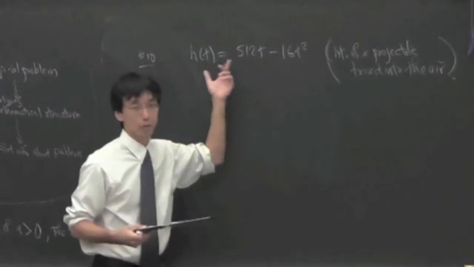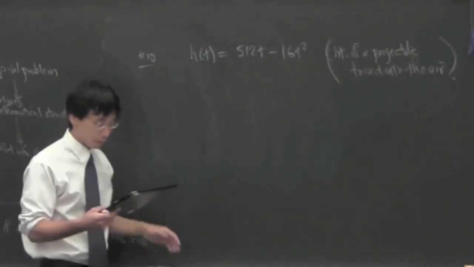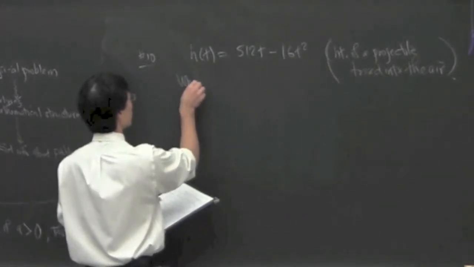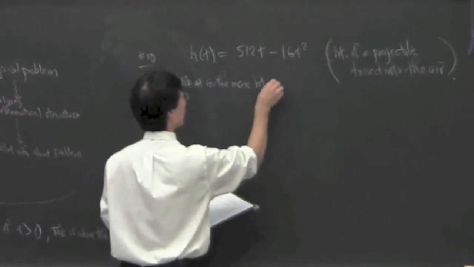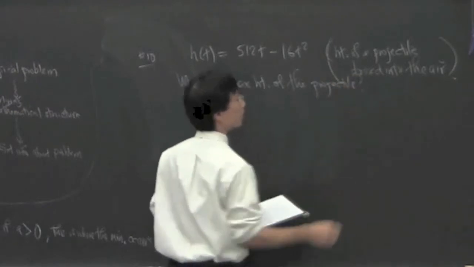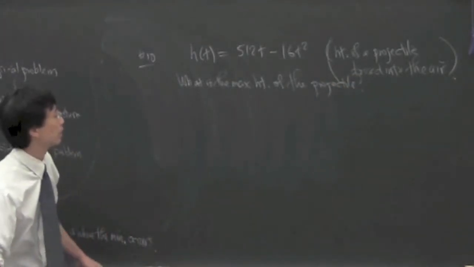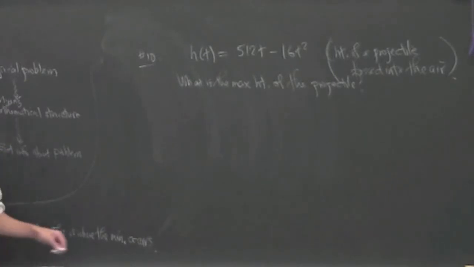So here's a quadratic describing the behavior of some projectile, and the question is, what is the maximum height of the object? Take 2 minutes and see if you can figure it out, please.